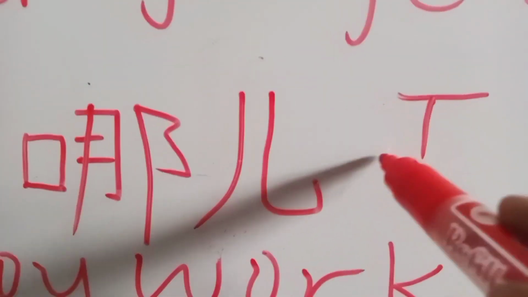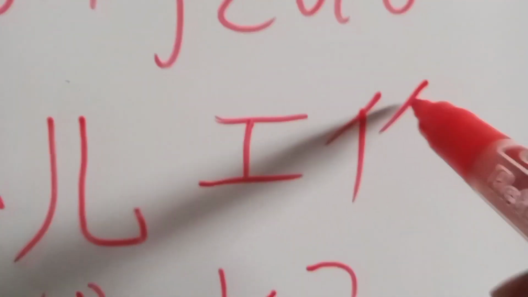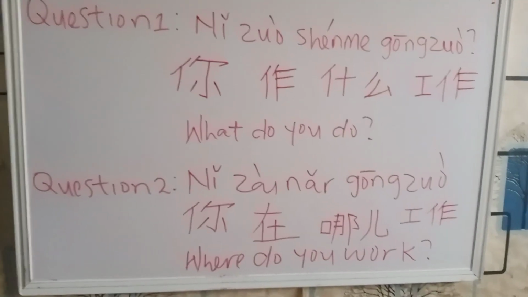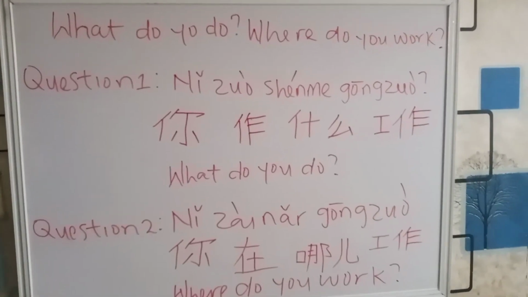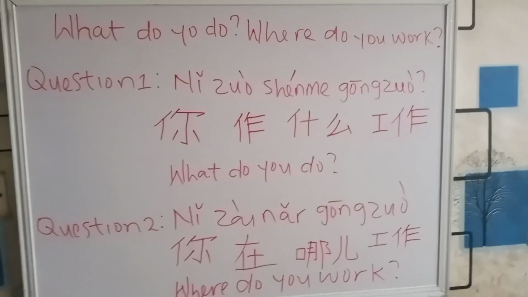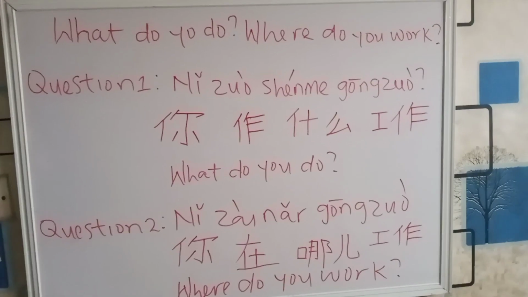Okay, gōngzuò. We wrote gōngzuò earlier. Let's write it together again. Gōngzuò, gōngzuò, gōngzuò. 你在哪? Gōngzuò. Where do you work? Please copy this like this with the characters. I would like to see it in your notes.